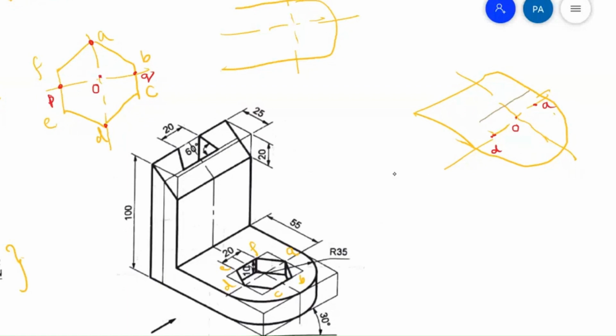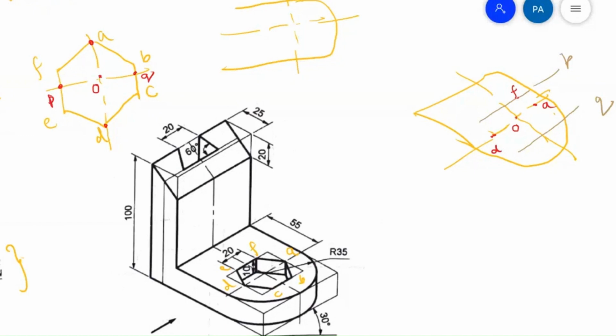And another line is O to Q. O to Q will come here, O to Q. So on this line I get P, on this line I get Q. Clear? Now from P to F, I will take the distance in compass, and P to F. So this is P, so this is F.